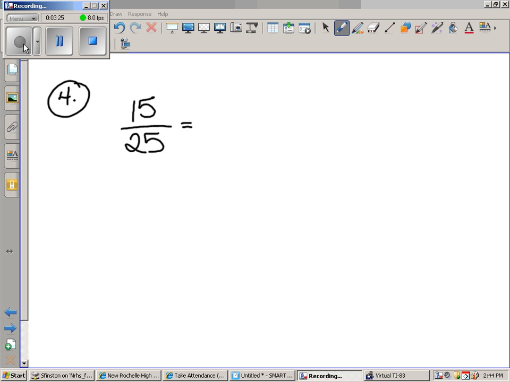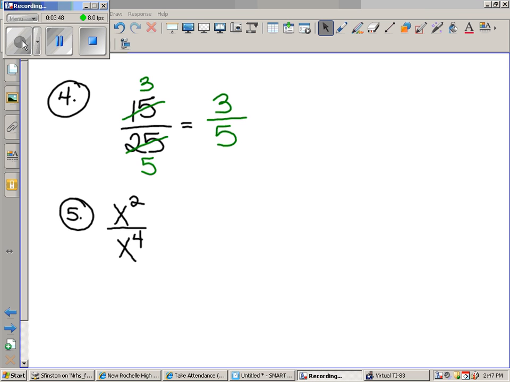All right, so we're on problem number 4 now. We've got 15 divided by 25. What goes into both 15 and 25? 5 goes into 15 3 times, and 25 5 times. For a total of 3 over 5.